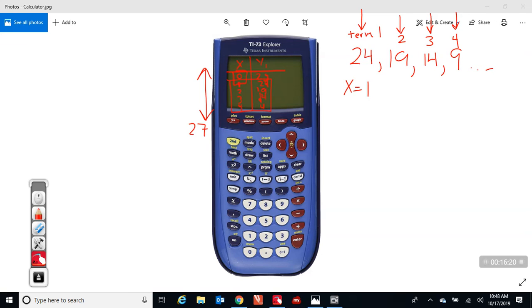What if you want the 108th term or something? Well, you could scroll all the way down to that, but if you don't want to scroll that far, you can use this button right here. Table set. TBL set means table set. So you'd have to hit second and then the window button, and that'll take you to the table setup. And I'll show you some things that are at the table setup here.